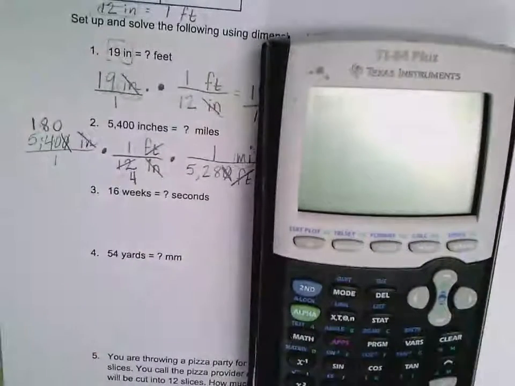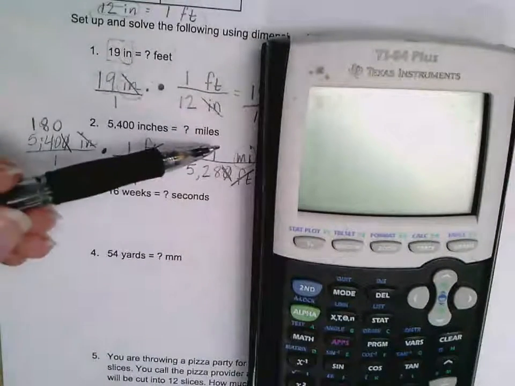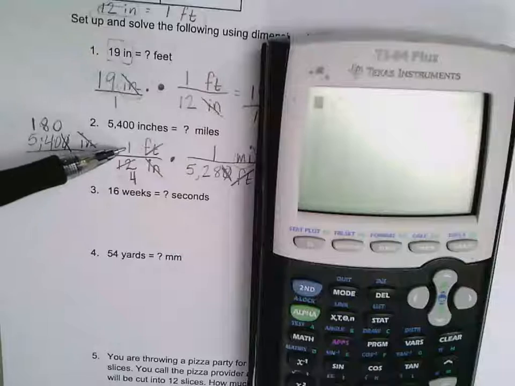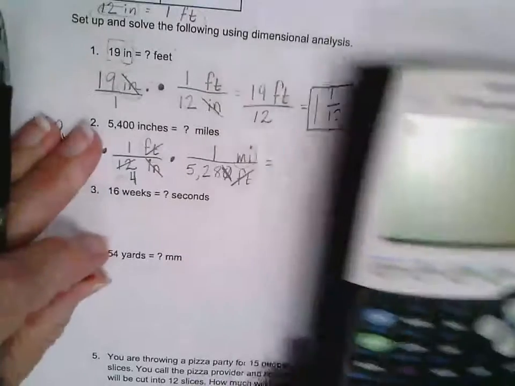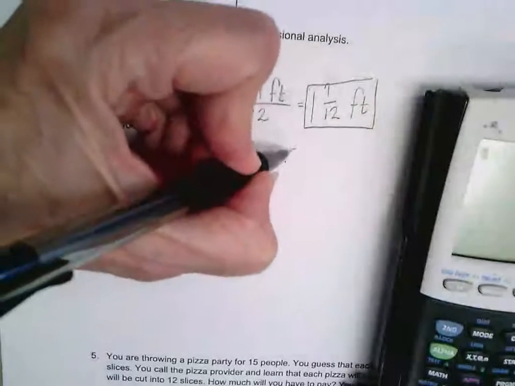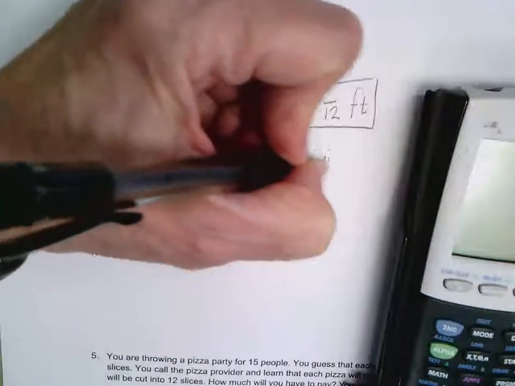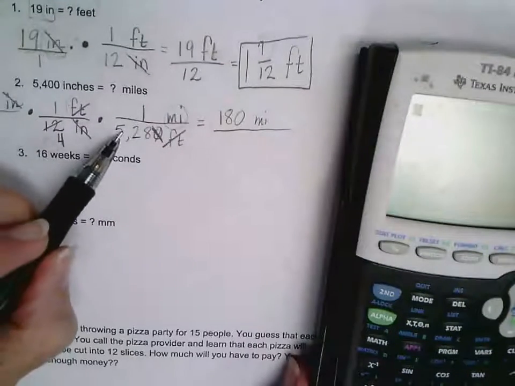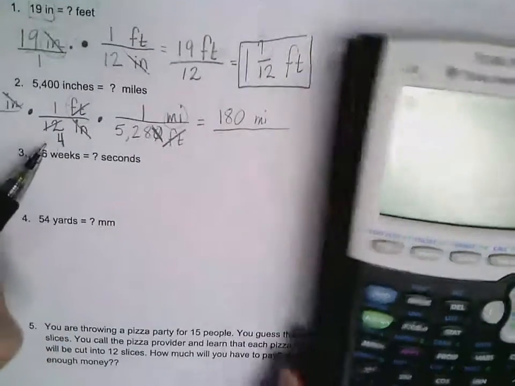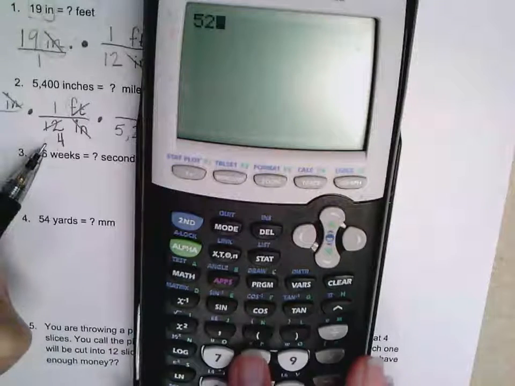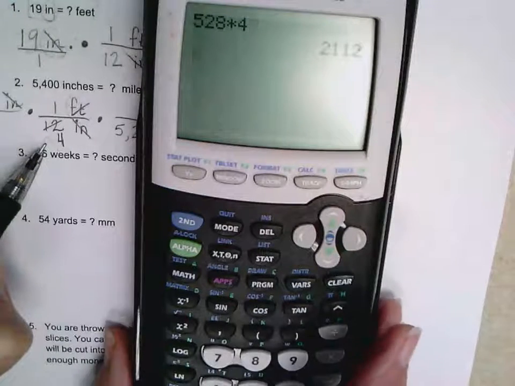And I'm going to multiply straight across the top. 180 times 1 times 1 is just going to give me 180, and that's miles, my label. And then down here, down below, 528 times 4 is 2,112.